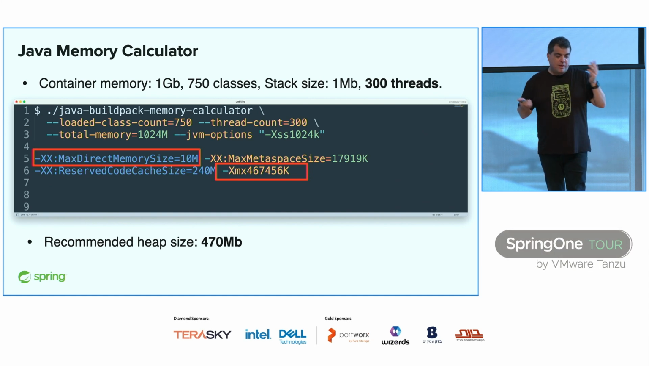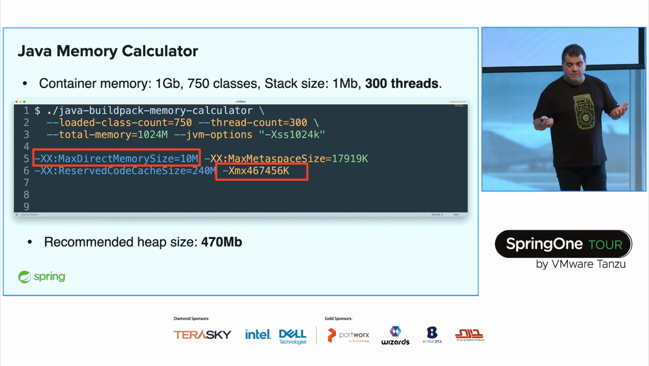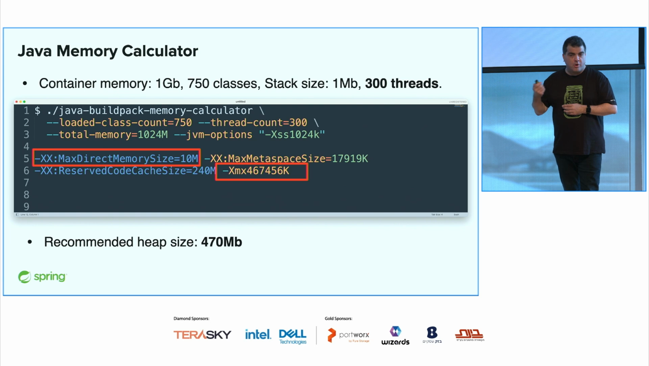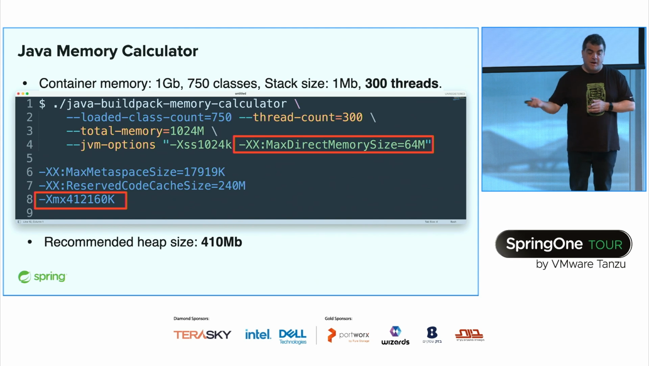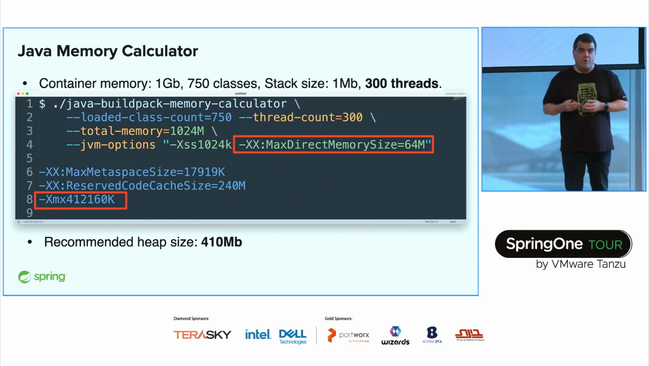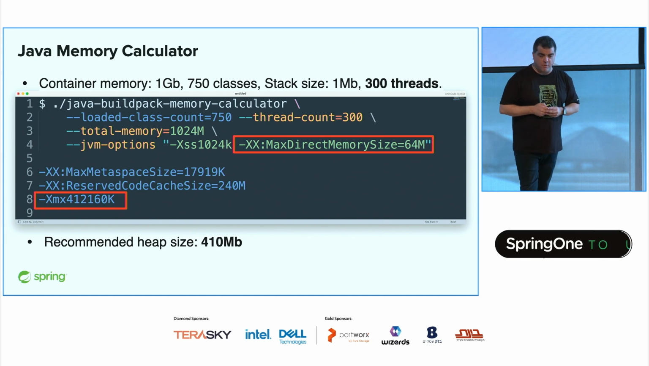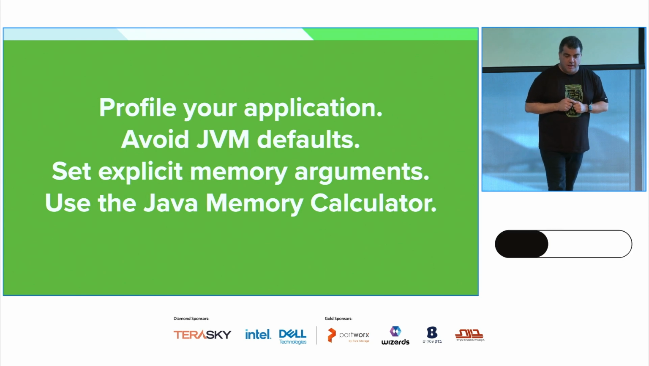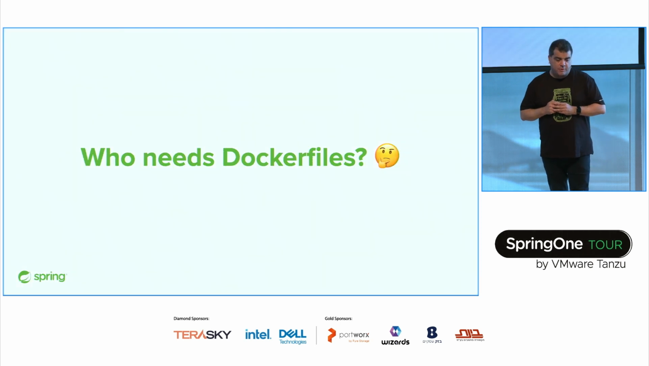And as you can see here, it always gives me a default 10 megabytes value for the direct memory size, because it really has no way to know how much native memory I'm going to consume. So if I profile my application and I realize I need much more, then I can provide it as input, and now my recommended heap size is down to around 400 megabytes. Maybe it's time to increase the available container memory from 1 gigabyte to something larger. So profile your applications, try to avoid the JVM defaults because they can have a lot of impact on your application, and use explicit memory arguments with the Java Memory Calculator.